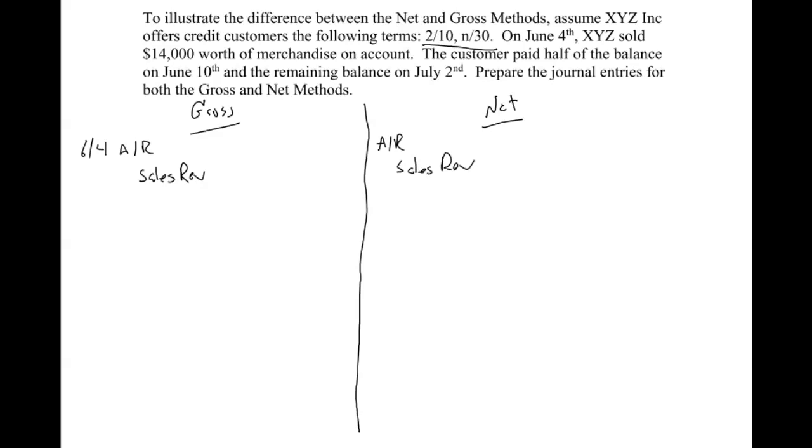For the gross method, we're just going to record the total amount, meaning we're not going to worry about the discount until they actually take it. Over here, though, we're assuming we're going to record net of the discount, which means this number right here is going to be net of the 2% discount. So it'll be 13,720. That 13,720 is just 14,000 times 0.98. So the net method nets out the discount on the front end.